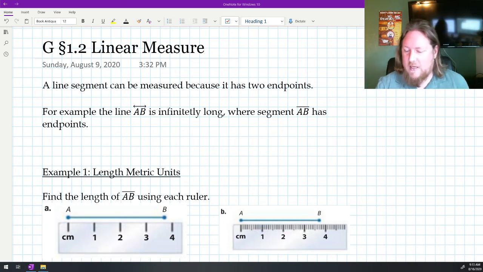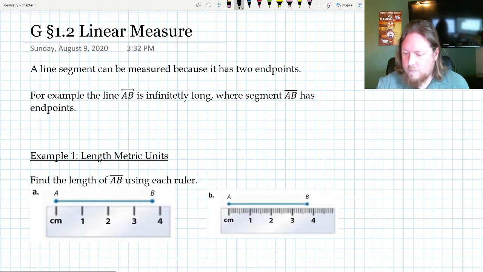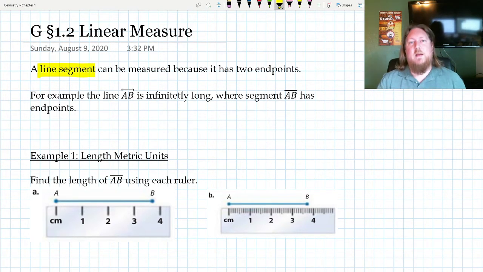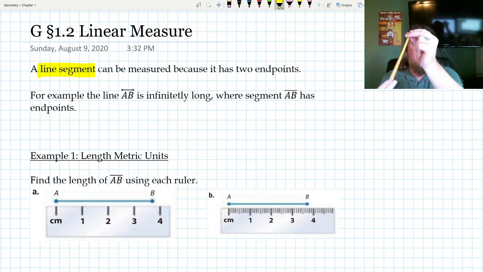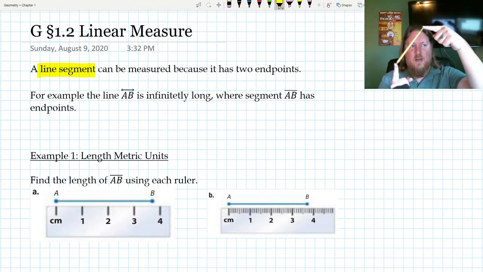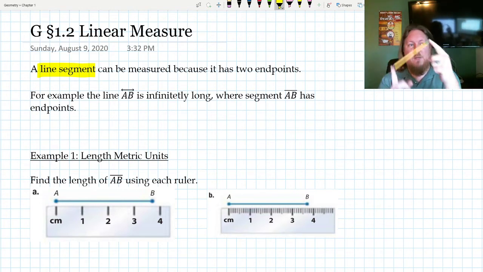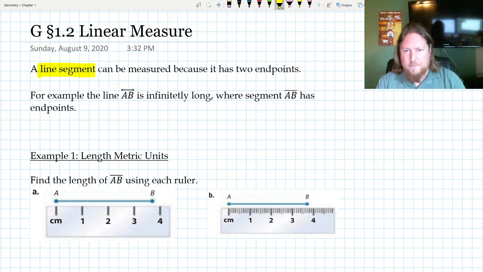A line segment is, imagine it's chopped off. Like we talked about, the pencil before can represent a line if you were to extend it out forever. But most pencils have a specific length to them, and that specific length is a line segment. So, because it's chopped off, we can measure it in some way.